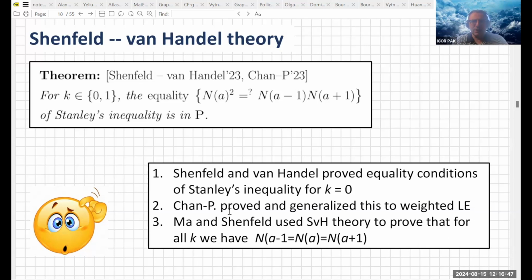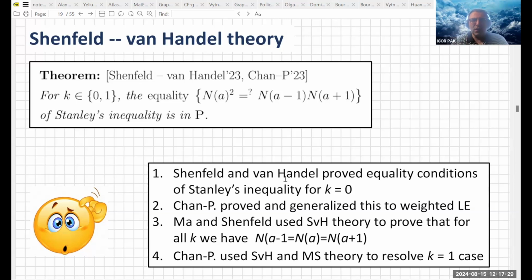What happened later is Ma and Shenfeld used the Shenfeld-van Handel theory to prove that if we have equality, then we actually have equality of all three numbers. So all three numbers have to be equal. So this is the flat part of the distribution that you've seen before. However, even though they did find the necessary and sufficient condition, in some cases they couldn't do it in full generality. So they left an open problem, just like Stanley did before. What happens in these remaining cases?